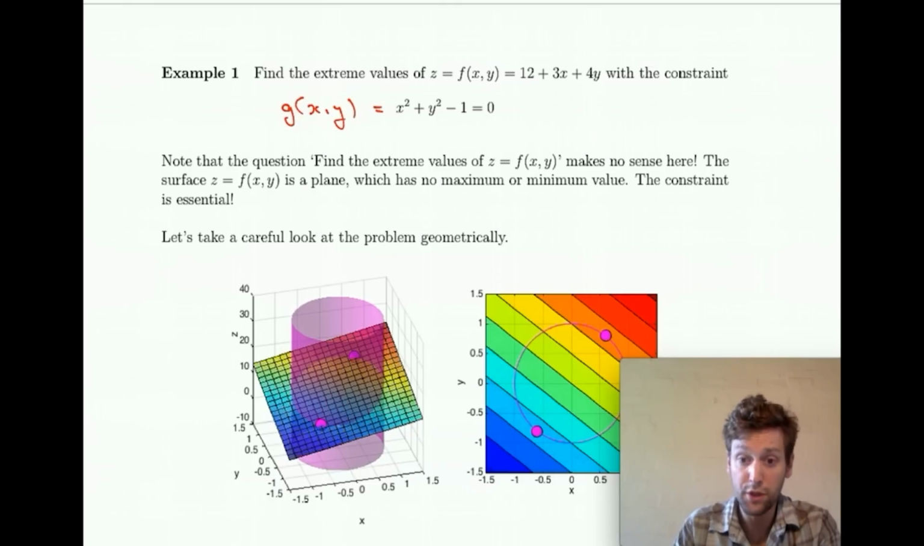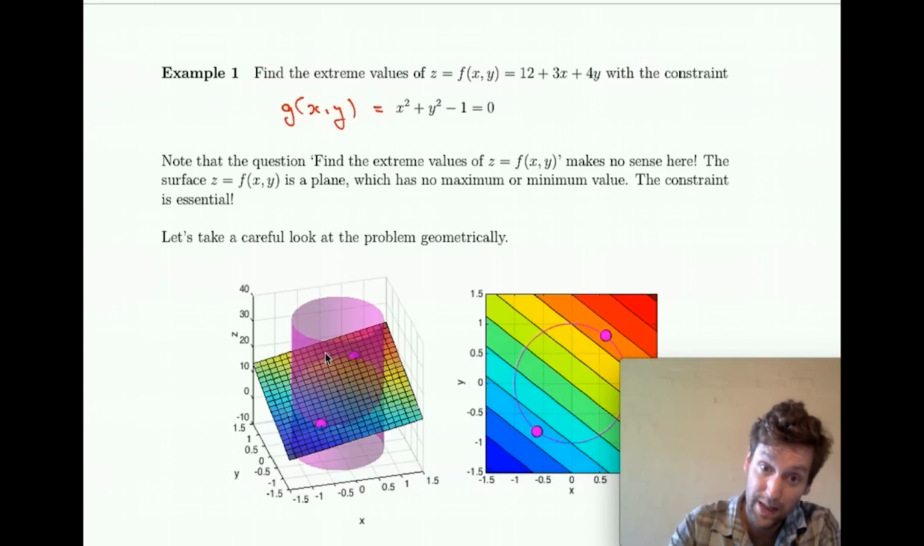Thinking about this problem geometrically, we can see that we have a plane in 3 dimensions. This is the objective function, the function that we're looking for the maximum or minimum value of. And we've got our constraint, which is the unit circle. Of course, the unit circle doesn't involve z, so I can extend this infinitely in the z direction to make a cylinder, and then ask for the intersection of that cylinder and the plane. So that's going to be this circle angled along the plane.